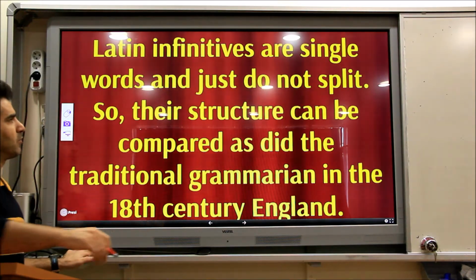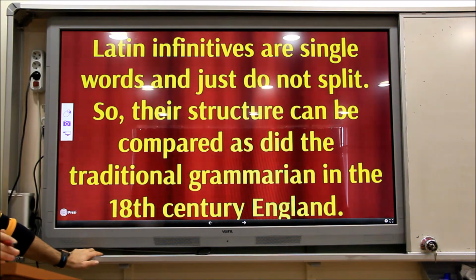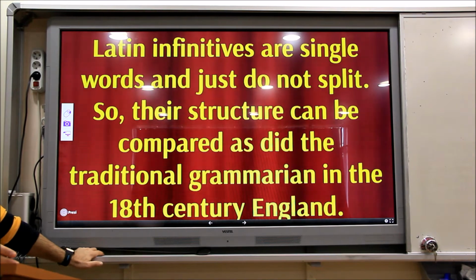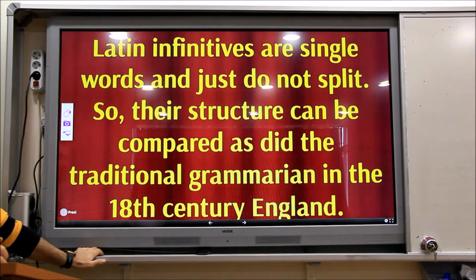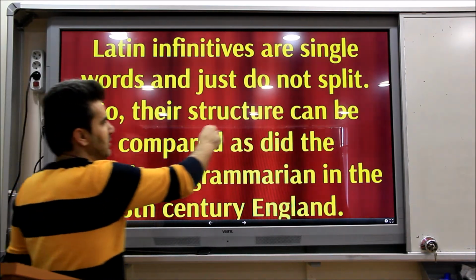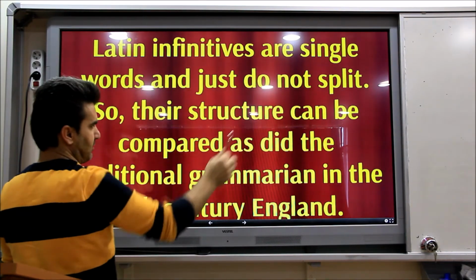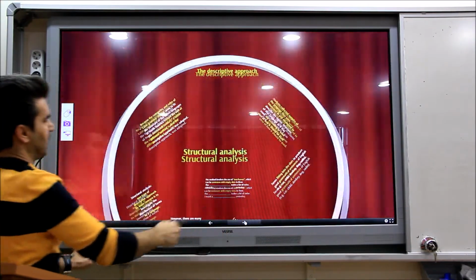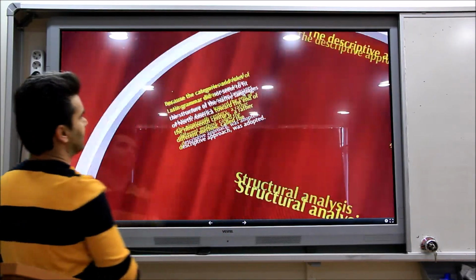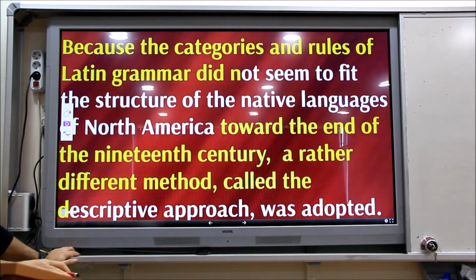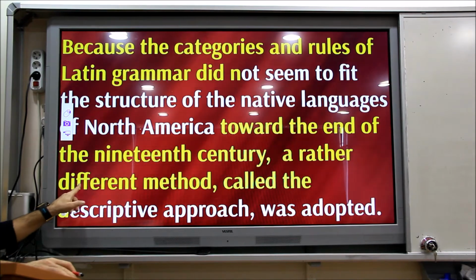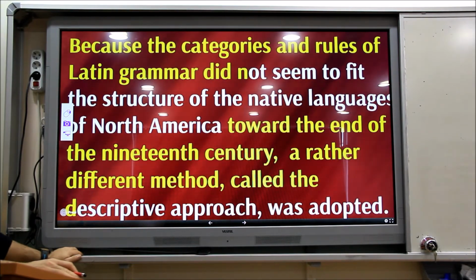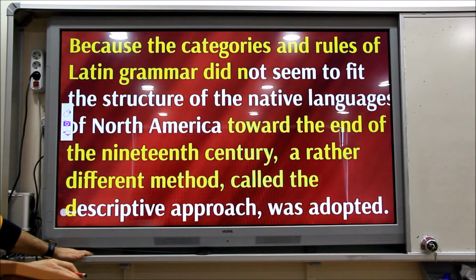Italian infinitives are single words and just do not split. So their structure can be compared, as the traditional grammarians did in 18th century England. Their structure cannot be compared. Descriptive approach. Because the categories and rules of Latin grammar did not seem to fit the structure of the native languages of North America, toward the end of the 19th century a rather different method called the descriptive approach was adopted.